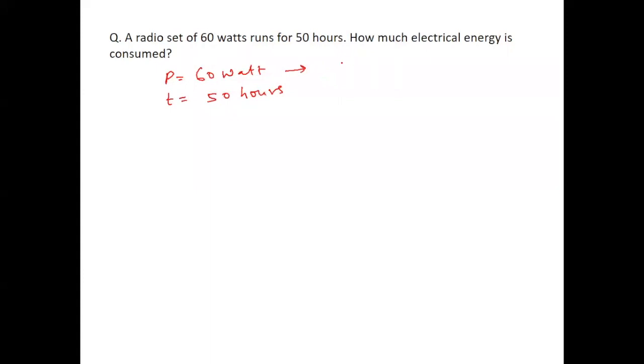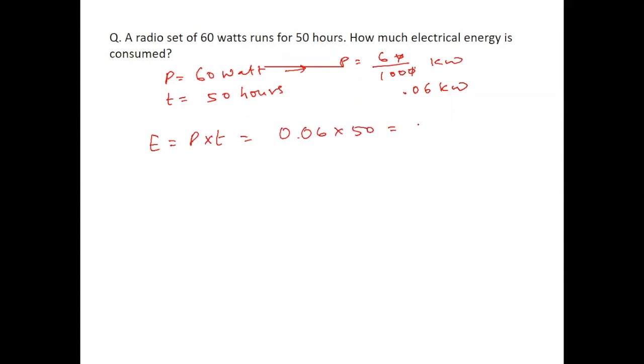Can you convert into kilowatts? P equal to 60 by 1000 kilowatt, right? So this 0 cancels, 0.06 kilowatt, right? So total energy consumed is P into T, 0.06 into 50. So the answer is 3 kilowatt hour.